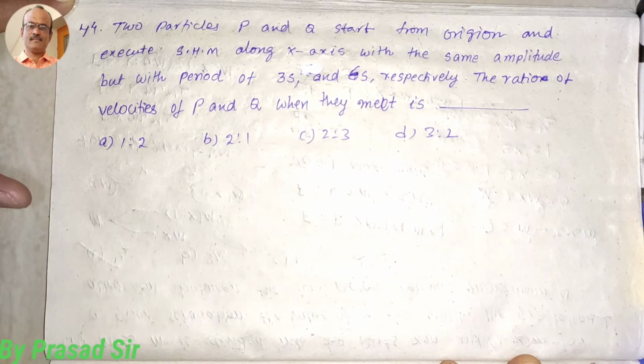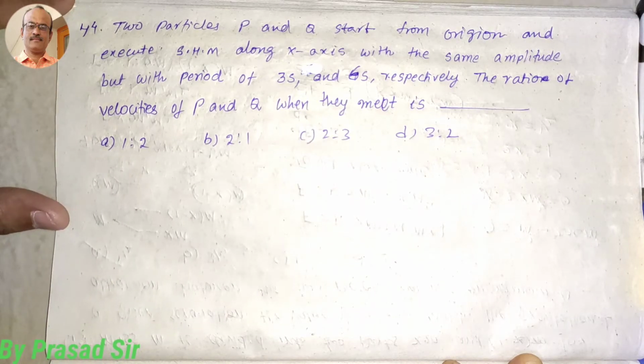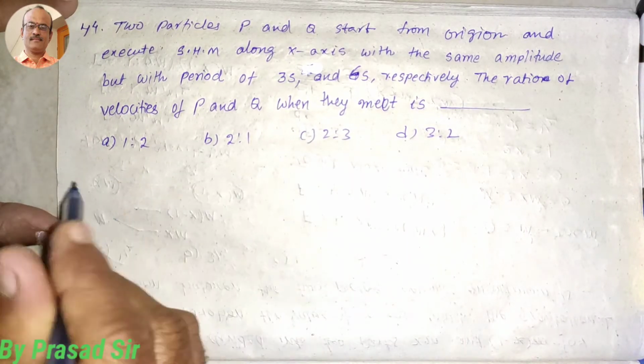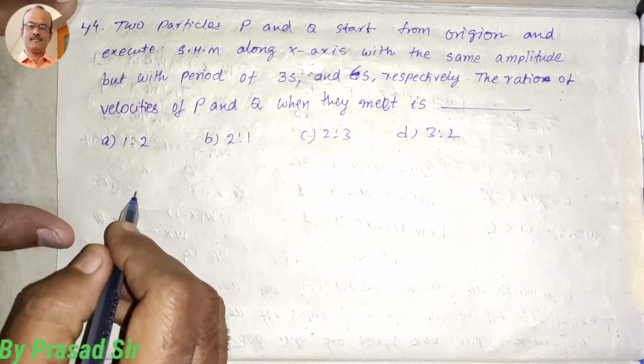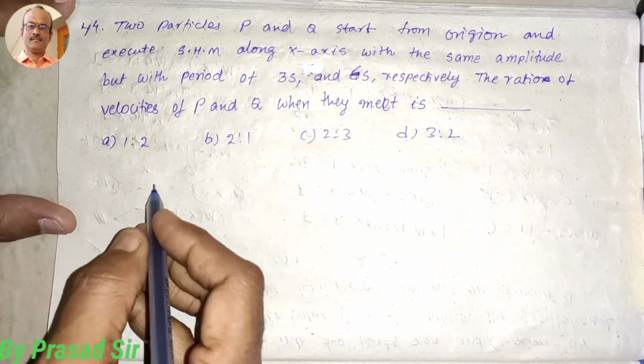Now here is question number 44. Two particles P and Q start from the origin and execute simple harmonic motion along the x-axis with the same amplitude but periods of 3 seconds and 6 seconds respectively. The ratio of velocities of P and Q when they meet. So these are the ratios which are given.